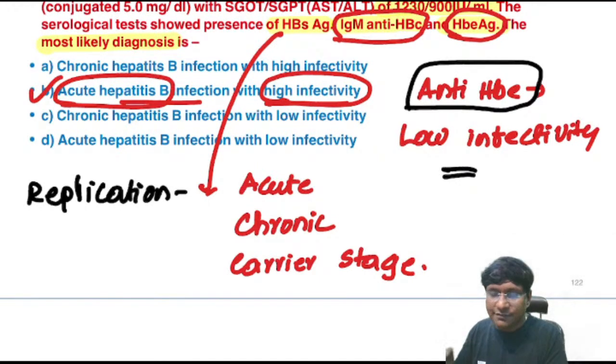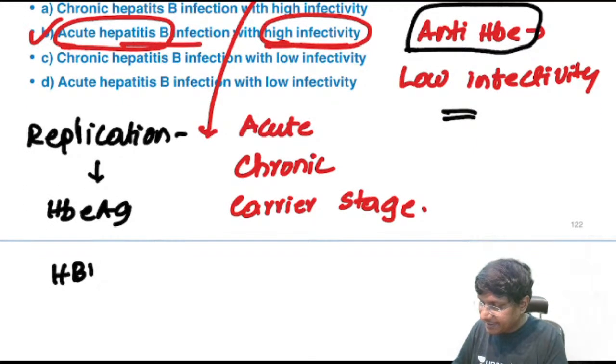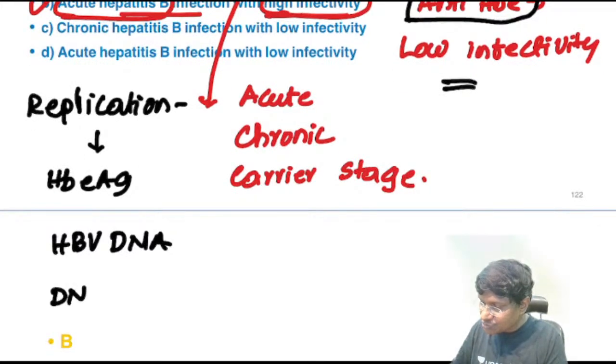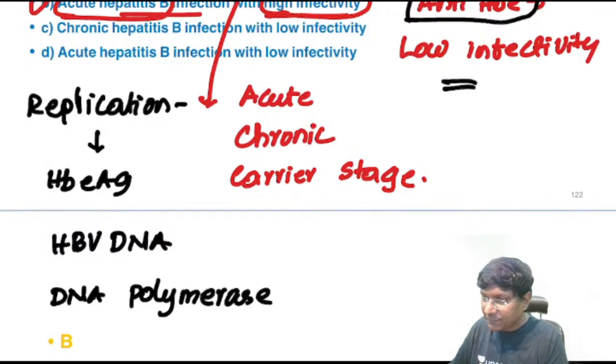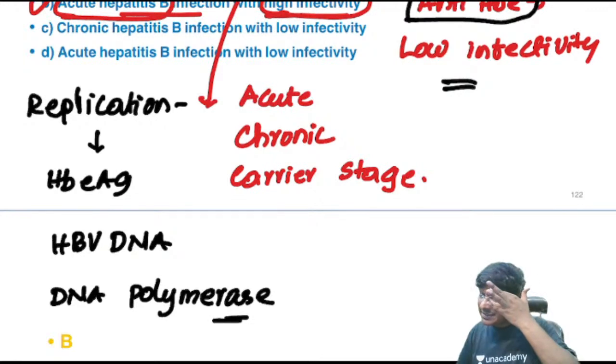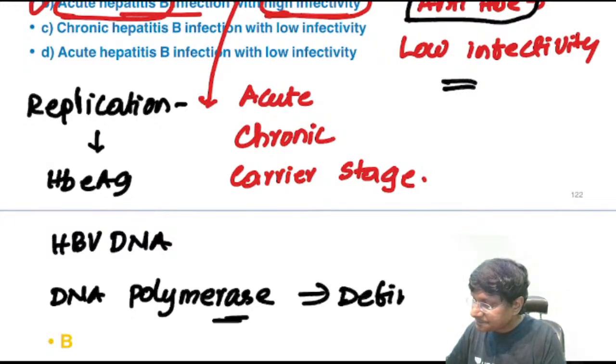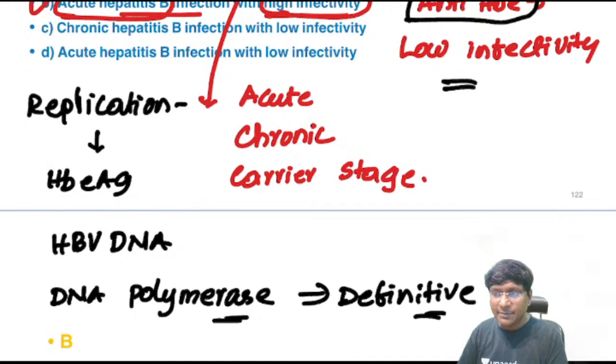Right. So markers of the replication will be HBeAg, that is envelope antigen, HBV DNA, that is also a marker of replication, and the presence of DNA polymerase. Okay, so these are the markers of the replication. But which is the definitive marker? The definitive marker of viral replication will be the DNA polymerase.